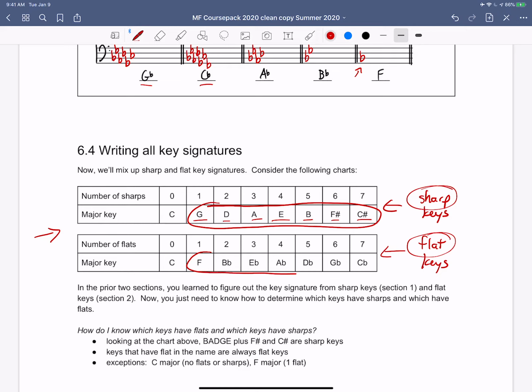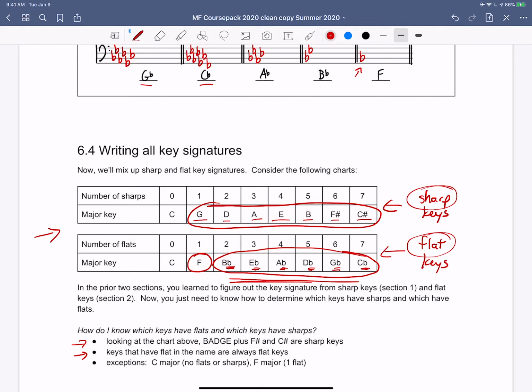Let's look at this collection. These are all of the keys with 1 or more flats in them. And in fact, let me recalibrate here. Let me circle these for reasons that will become apparent. Let's look at these. The keys with 2 to 7 flats all have flat in their name, right? B flat major, E flat major, A flat major, D flat major, G flat major, and C flat major. They all have flat in the name. The only outlier among the truly flat keys is F major. So pretty easy so far, right? For sharps, it's badge plus F sharp and C sharp, which is what we have down in the bullet points here.